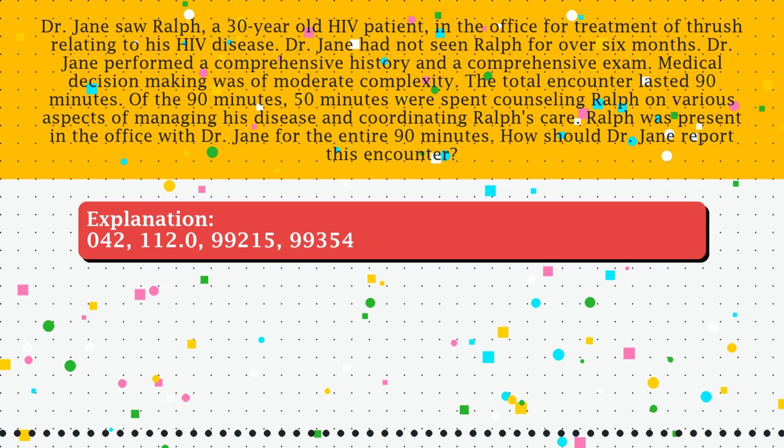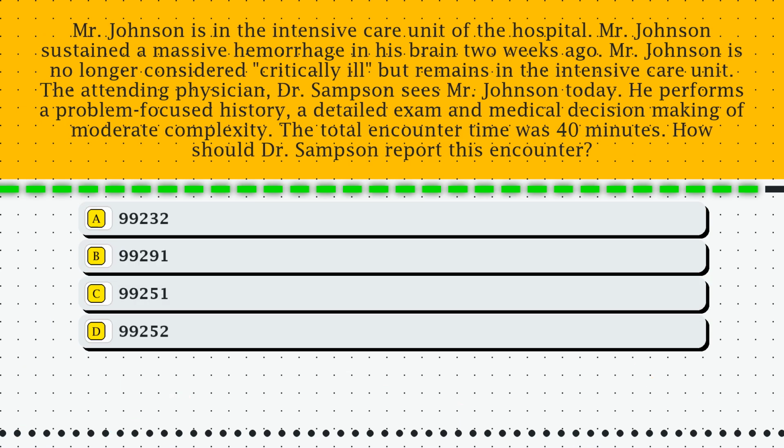Question 105. Mr. Johnson is in the intensive care unit of the hospital. Mr. Johnson sustained a massive hemorrhage in his brain 2 weeks ago. Mr. Johnson is no longer considered critically ill but remains in the intensive care unit. The attending physician, Dr. Sampson, sees Mr. Johnson today. He performs a problem-focused history, a detailed exam and medical decision-making of moderate complexity. The total encounter time was 40 minutes. How should Dr. Sampson report this encounter?